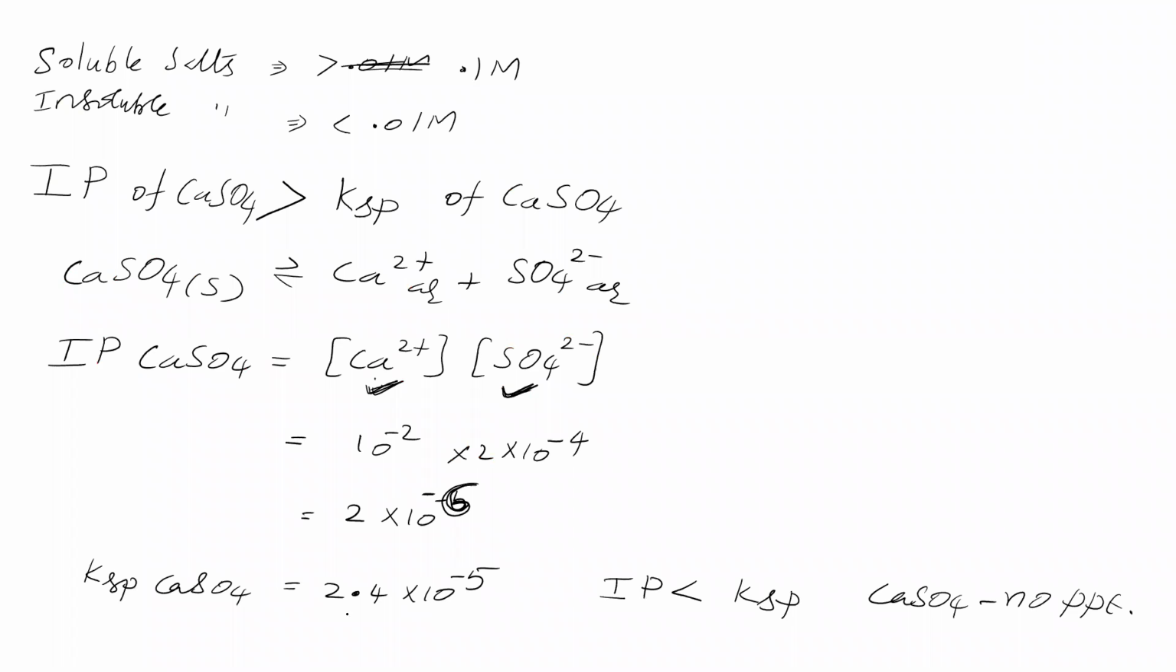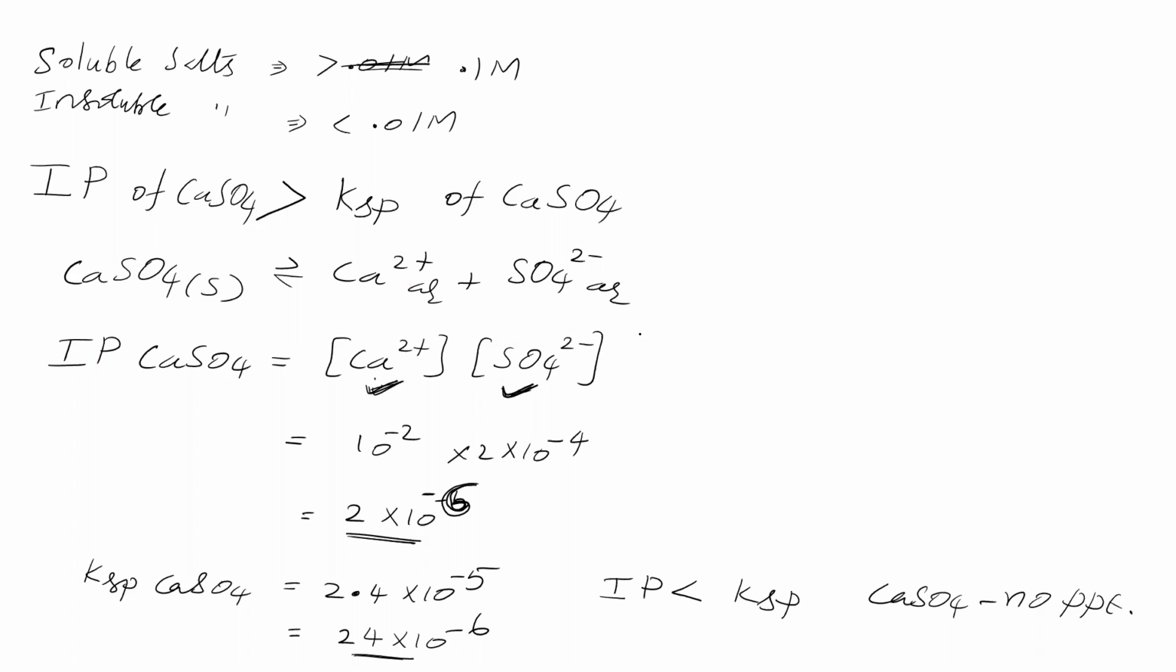If you write this as a, we can write it as 24 into 10 power minus 6. Can we write 24 into 10 power minus 6? Yes. Now see the ionic product, 2 into 10 power minus 6. See the solubility product, 24 into 10 power minus 6.